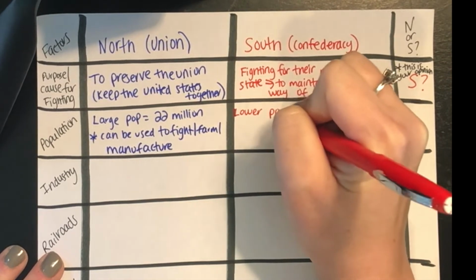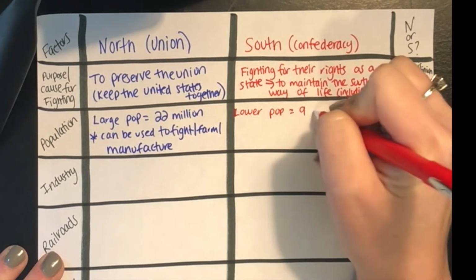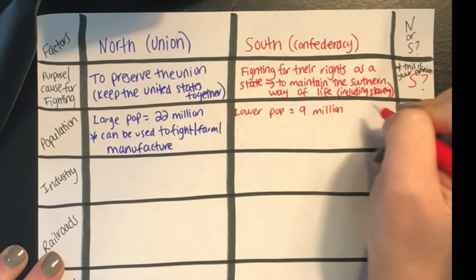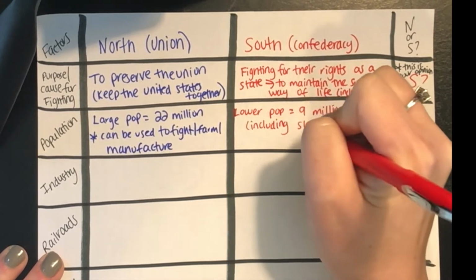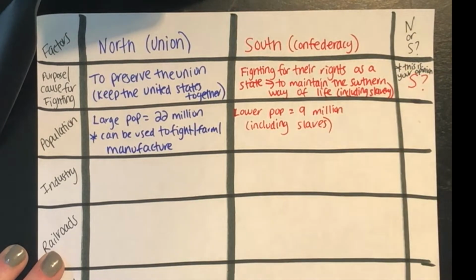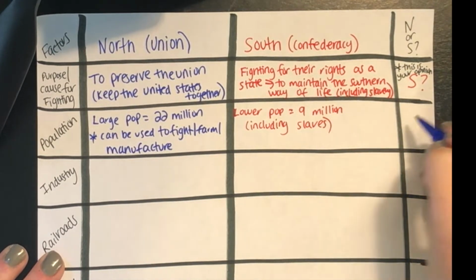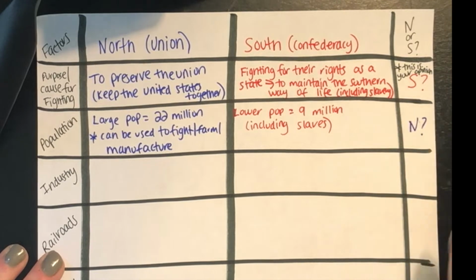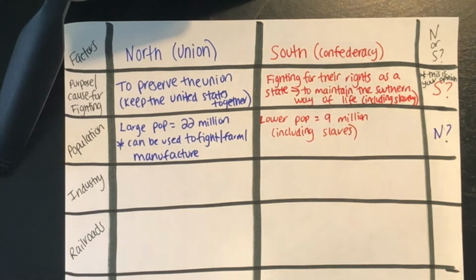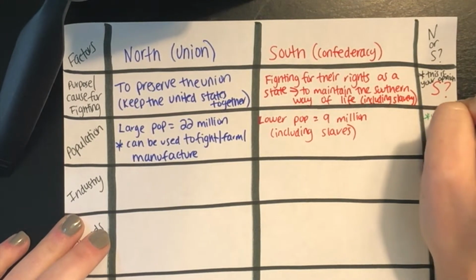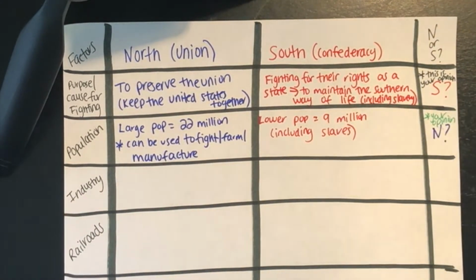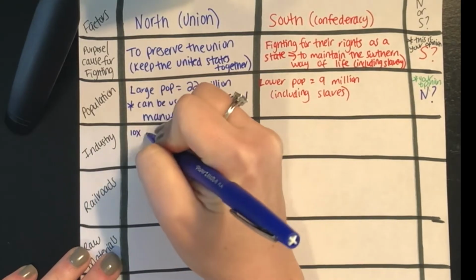The South, on the other hand, has a lower population. They have about 9 million people, and this number includes slaves. So the slaves we know are already busy producing cash crops such as cotton and tobacco. So they have less people to put towards the cause. So maybe you think that the North has the advantage here. Maybe you see a different angle and want to say South. Once again, this column is your opinion. I'm not going to write any more of my opinion here. So the rest of it, I'd like you to fill out with yours.